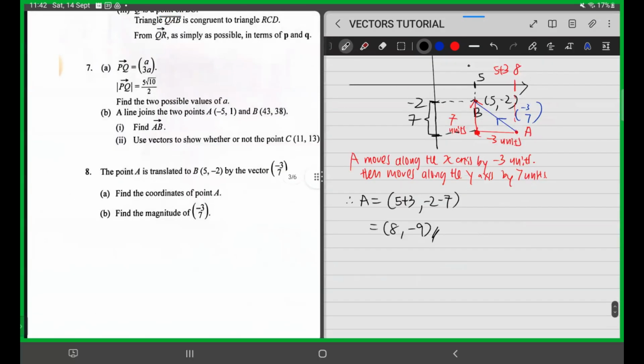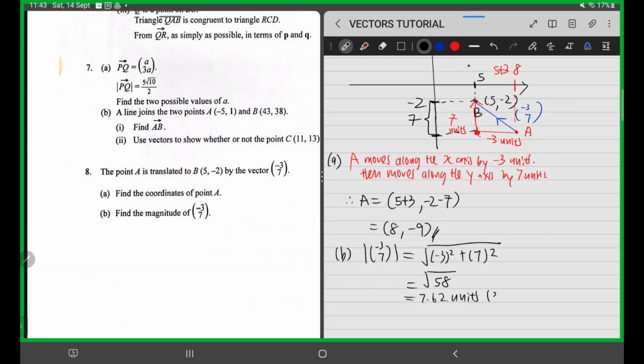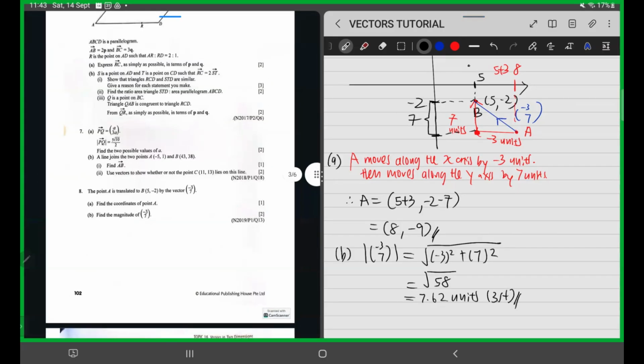Then they say, find the magnitude of negative 3, 7. Finding the magnitude essentially means finding the length. So you just do your normal Pythagoras theorem. It's negative 3 squared plus 7 squared, which should give us 9 plus 49. So it's square root 58, which gives us 7.62 units to 3SF. So that is the answer over there.